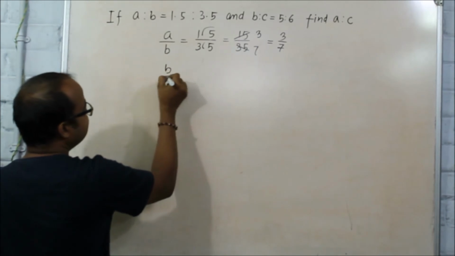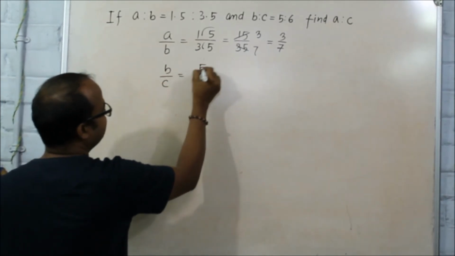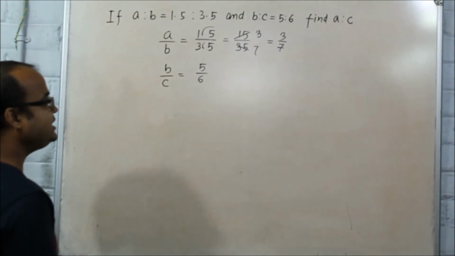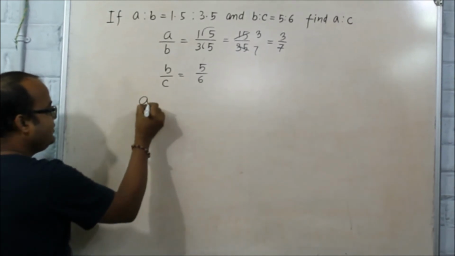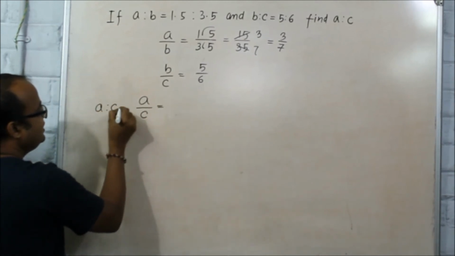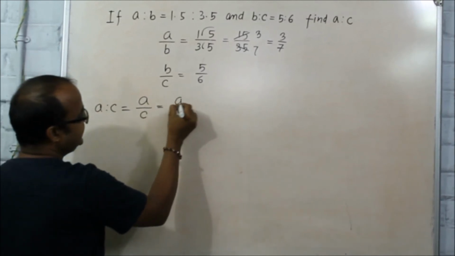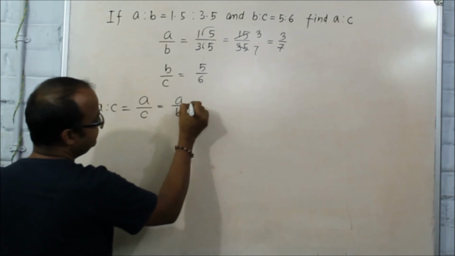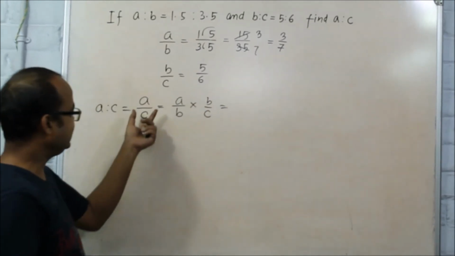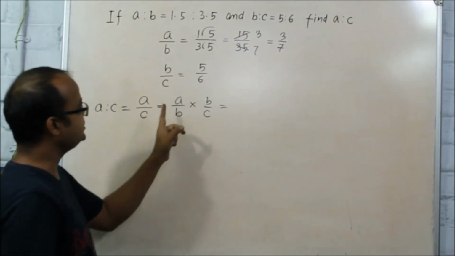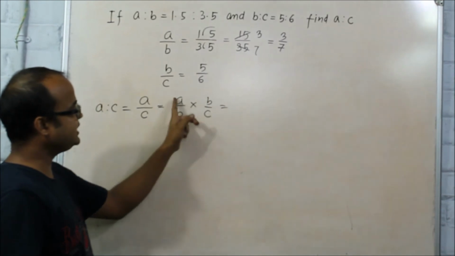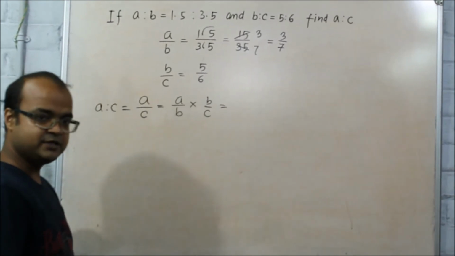And B by C is given as 5 by 6. Clear? So we have to find out A is to C. Now can we write A by C? A is to C means A by C. Can we write A by C as A by B into B by C? We can write A by C is equal to A by B into B by C. So see, B will get cancelled. That means A by C only.